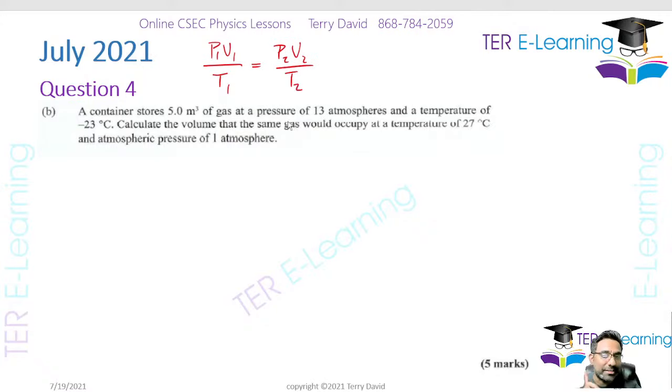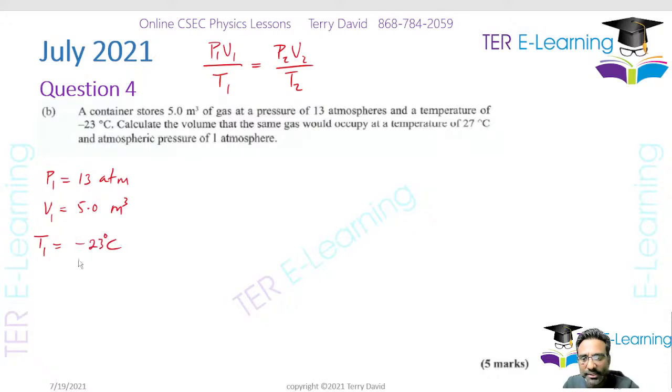Now, when it comes to the gas laws, there's something you need to pay attention to, and you gotta be careful. So my initial pressure, my P1, is 13 atmospheres. My initial volume, my V1, is 5.0 meter cube. My temperature, now this is where students will make mistakes. They gave you the temperature as minus 23 degrees Celsius. You need to make sure to convert this into Kelvin, please. So minus 23 plus 273 gives me 250 Kelvin. When you're using the gas laws, you must work in Kelvin, not degrees Celsius.